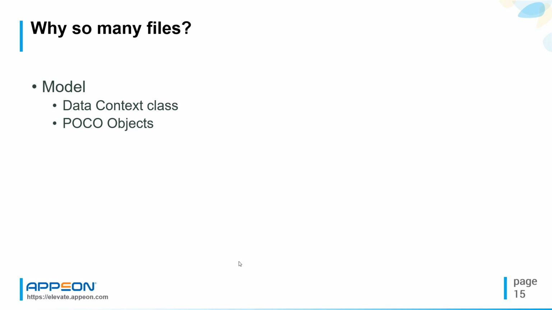Now POCO stands, depending on your viewpoint, for either plain old CLR objects or plain old C# objects. Anyway, they're the equivalent in Java of the POJO object, plain old Java objects. Basically, in PowerBuilder terms, you can think of them as either a structure or a non-visual object with instance variables and no methods or events. It's just a container for holding the data as it's transported between layers.